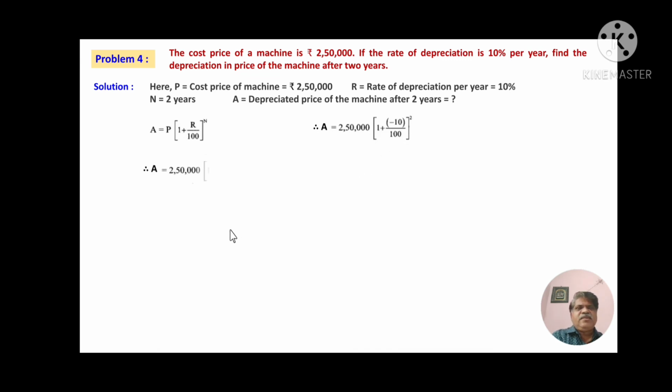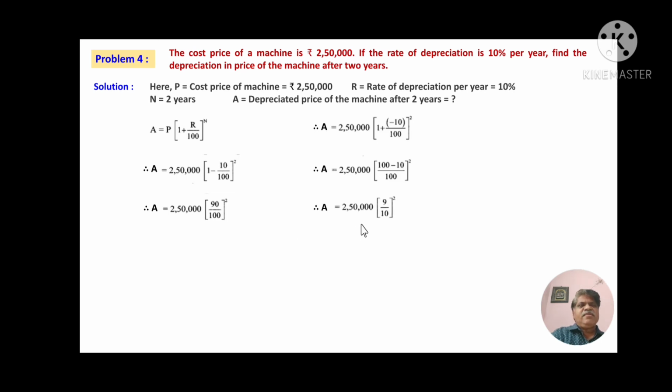So, A is equal to 2,50,000 into bracket 1 minus 10 upon 100 raised to 2. Therefore, A is equal to 2,50,000 into bracket 100 minus 10 upon 100 raised to 2, which will be equal to 2,50,000 into bracket 90 upon 100 raised to 2. Again simplify. A is equal to 2,50,000 into bracket, this 0 gets cancelled, 9 upon 10 raised to 2. We'll write this as 2,50,000 into the square of this, 9 squared is 81 and 10 squared is 100.